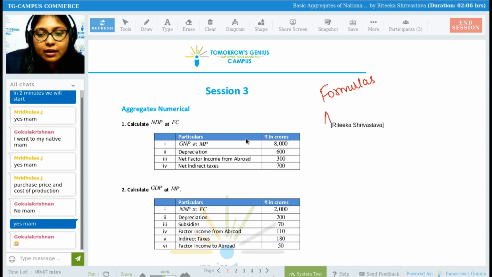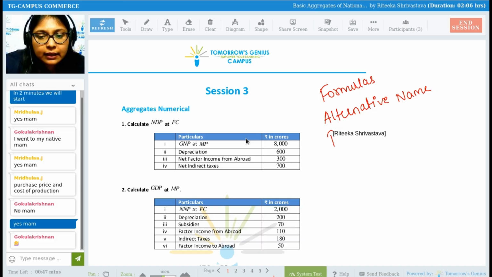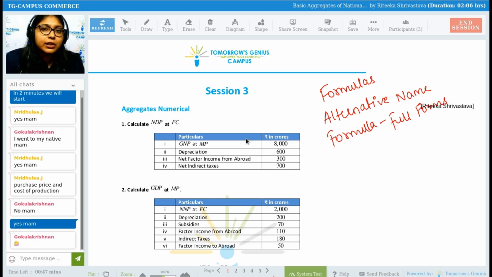So formulas are important. Alternative names are important. And then again one more thing you have, the terms basically and their full forms. These are the few important things which we have to take care of while solving the questions. Now, I hope you have maintained the chart. You have the chart and each and every note which I gave you from the start of the session, because those things are going to help you solve the numerical questions.